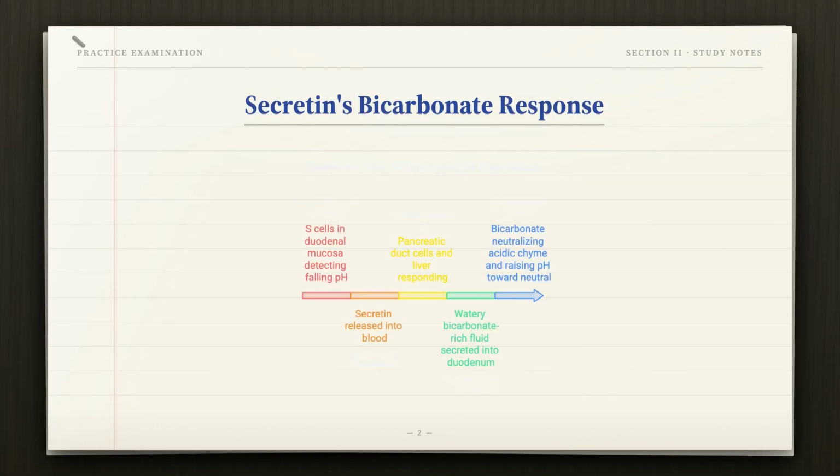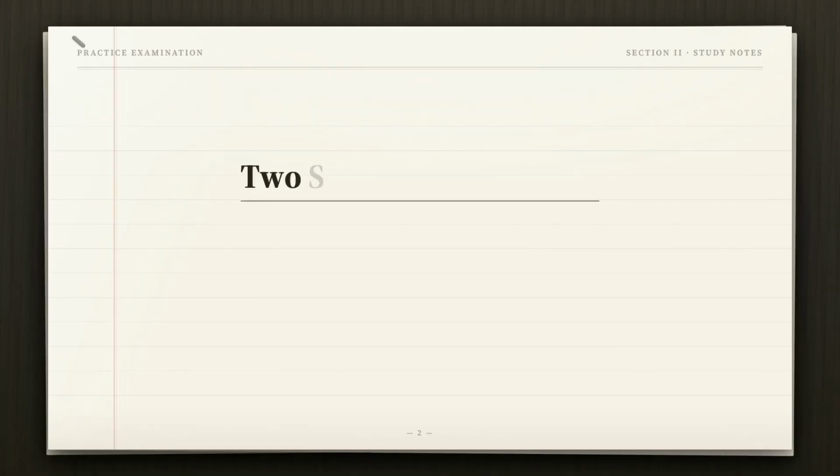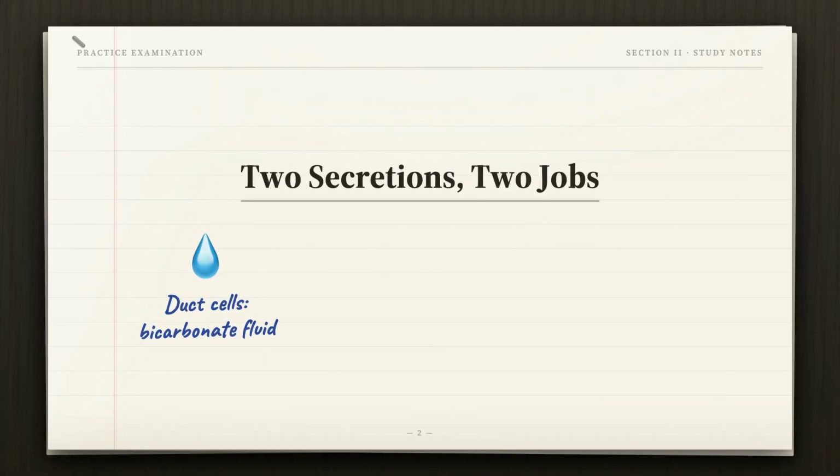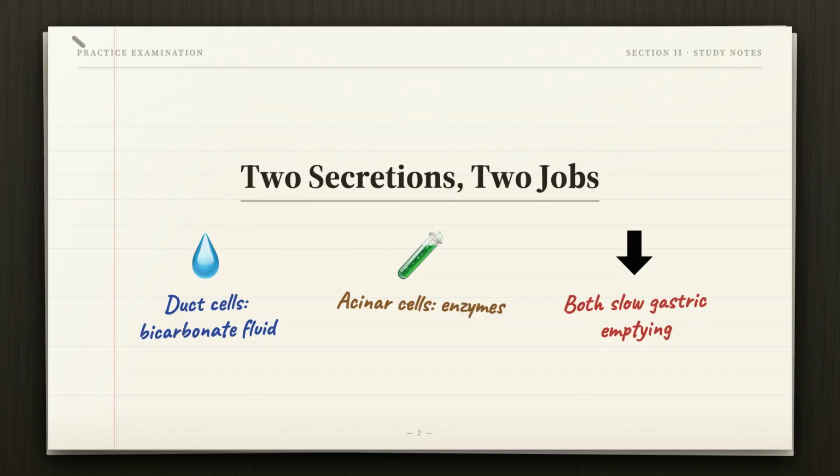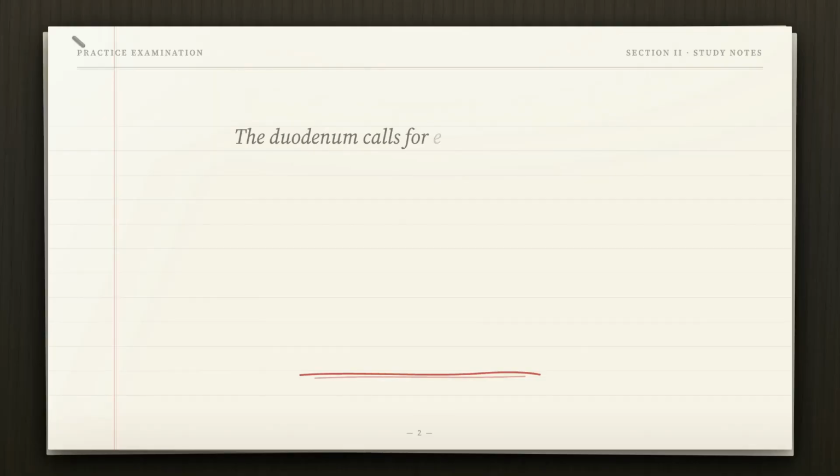S cells in the duodenal mucosa sense falling pH and release secretin into the blood. Secretin then signals the pancreatic duct cells and liver to pour out a watery, bicarbonate-rich fluid that buffers the acid and restores a working pH. Secretin also inhibits gastric secretion and slows gastric emptying, restricting how much more acid can arrive. Meanwhile, acinar cells make the enzyme-rich secretion under cholecystokinin, while duct and centroacinar cells make the bicarbonate-rich fluid under secretin, two hormones matched to two separate problems.